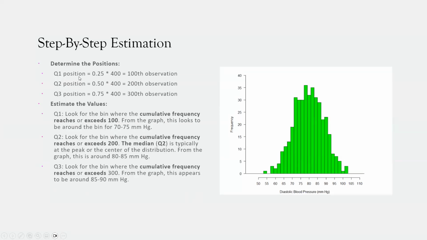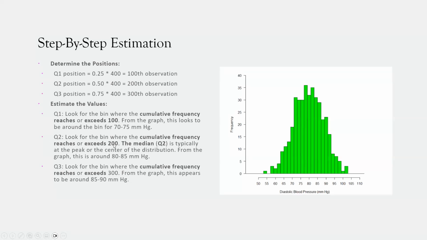Determination of the position of Q1, 0.25, because we have 400. So it will be 1/4 of the number of observations, which will be the 100th observation. Q2 position will be the 200th observation, and Q3 will be the 300th observation. Total number of observations are 400. So for Q1, look for the bin where the cumulative frequency reaches or exceeds 100. From the graph, it is somewhere between 70 to 75.